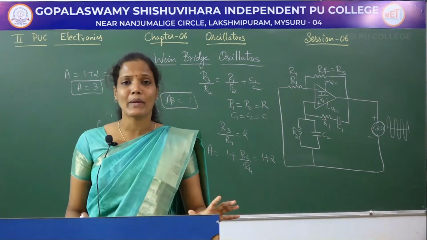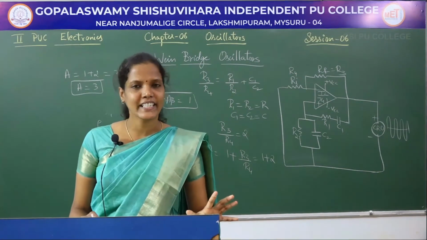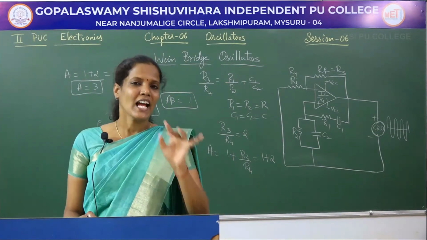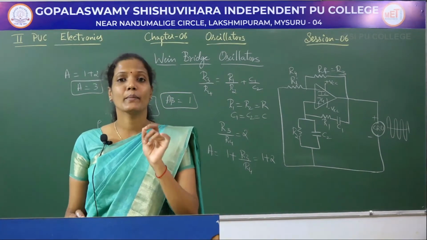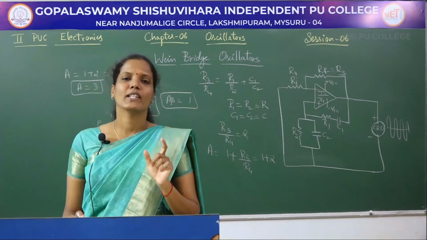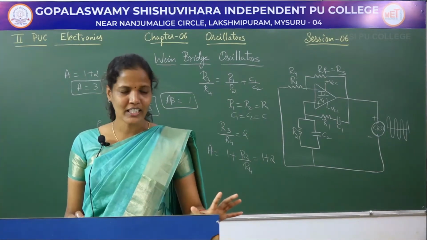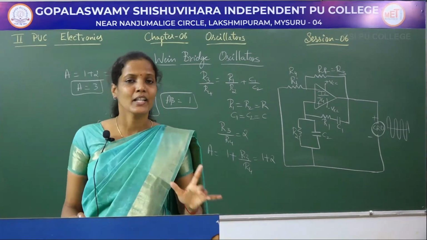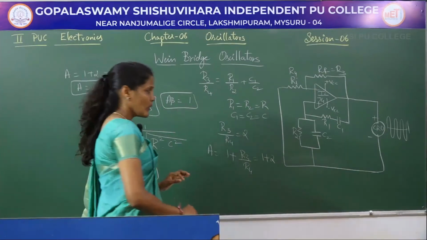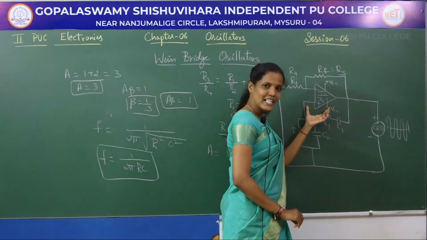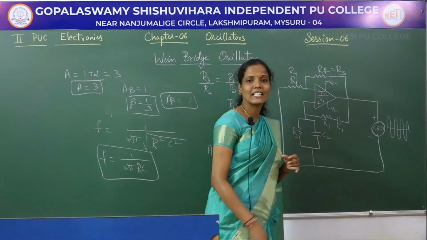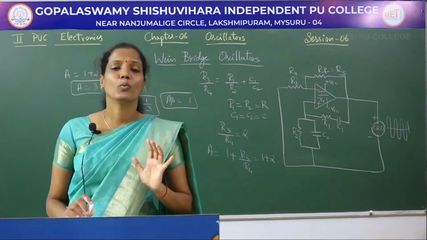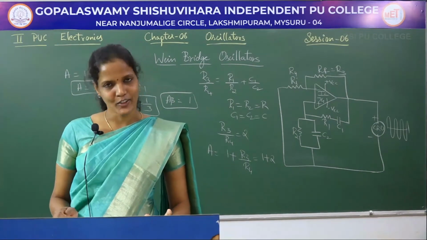So the bridge is said to be balanced when the phase angle criteria for oscillations is that the total phase shift must be equal to 0 degree, and this criteria is obtained when the bridge is balanced or when the bridge is at resonance. So in order to make sure that the bridge is balanced, we have to construct a circuit where the amplifier gain is equal to 3 and this feedback gain is equal to 1 by 3. So by satisfying these two conditions we will be able to generate the sustained oscillations.